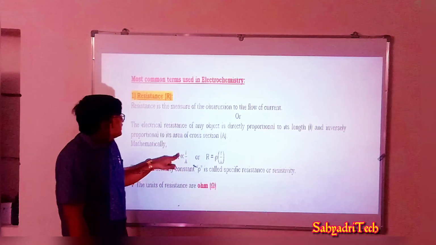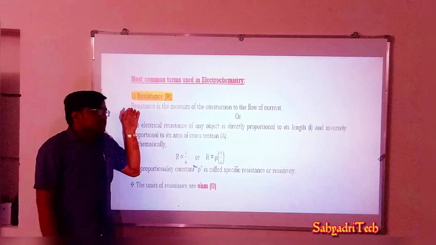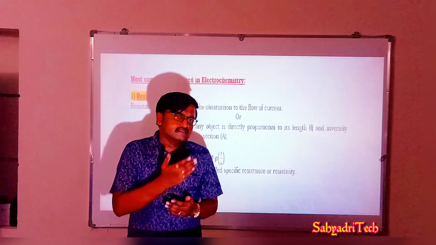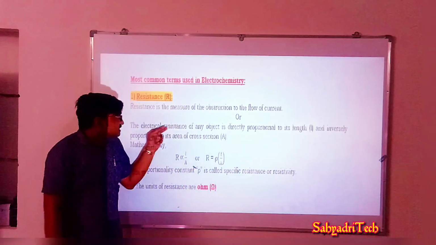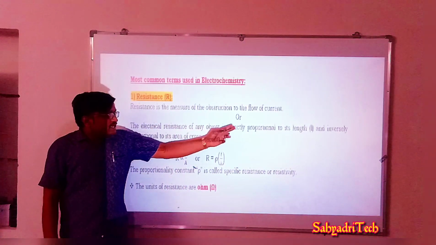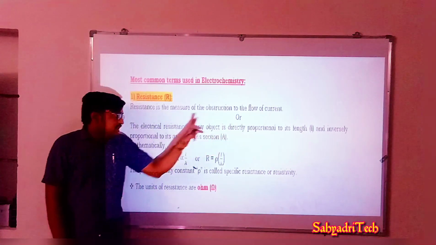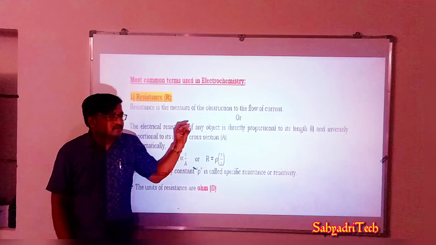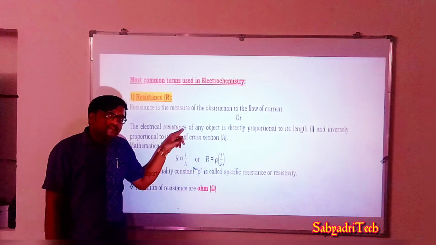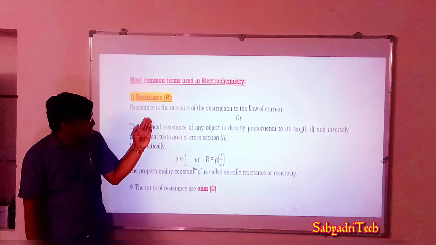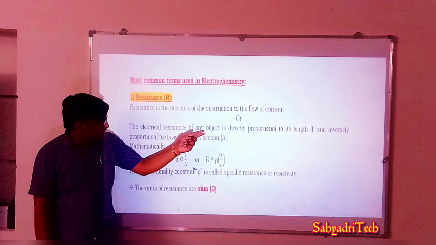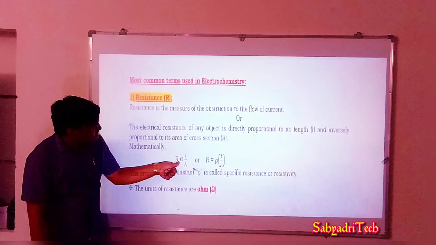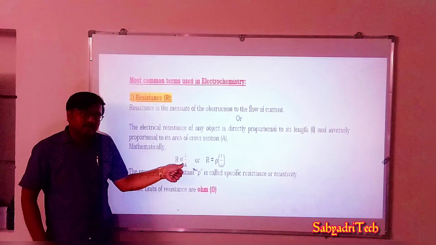Well, how can we define resistance? One way of defining is, it is the measure of obstruction to the flow of current. Or in another way, the electrical resistance of any object is directly proportional to its length and inversely proportional to its area of cross section. According to this definition, mathematically we can abbreviate R for resistance, small l for length, and capital A for area of cross section. So R is proportional to L by A.